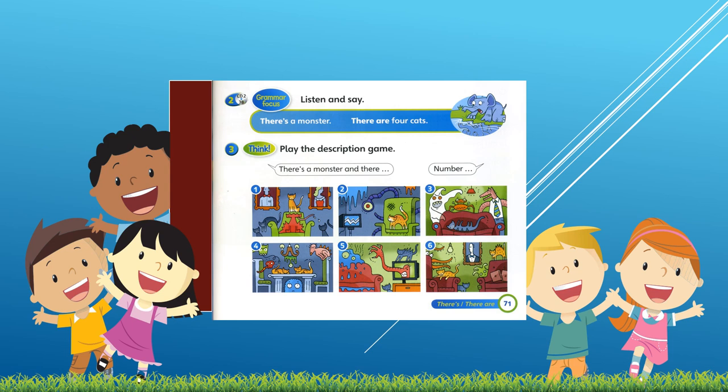Good. It's color brown. But there are also three, or is it four more cats? So let's say there are four more cats which are gray in color. So the total number of cats is five. Then there's a monster. It's seated on the green sofa. So we will say, there's a monster and there are five cats. If you say it five, if you say it four, it's okay. It's a guessing game. Number two.